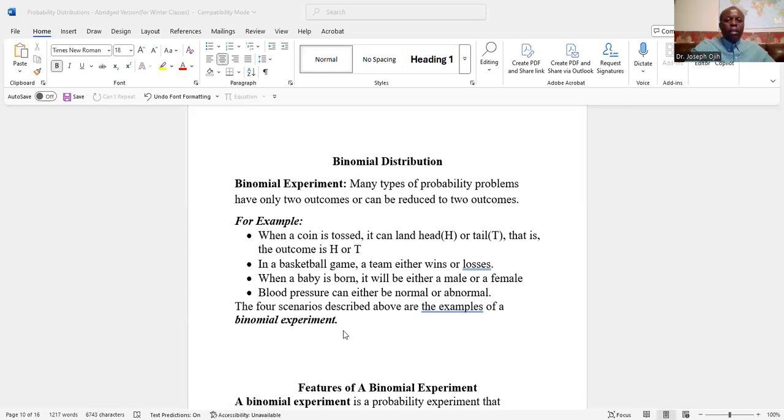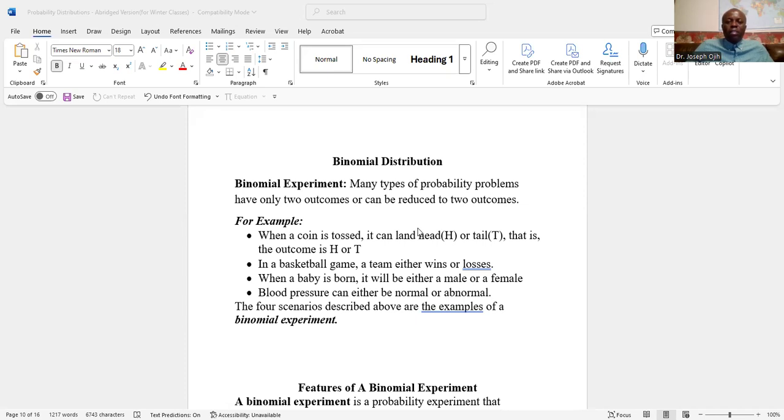Yeah. Good. So that is our topic for today, the binomial distribution. Remember, I introduced probability distributions on Tuesday, and this is one of them, one of the discrete probability distributions. It is called the binomial distribution. There are other ones like the Poisson distribution and so on, but we will focus on the binomial distribution. Now, let's start with the binomial experiment.